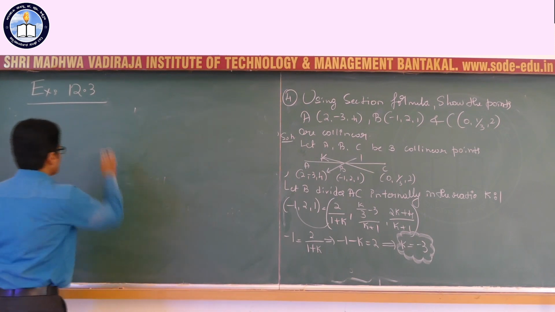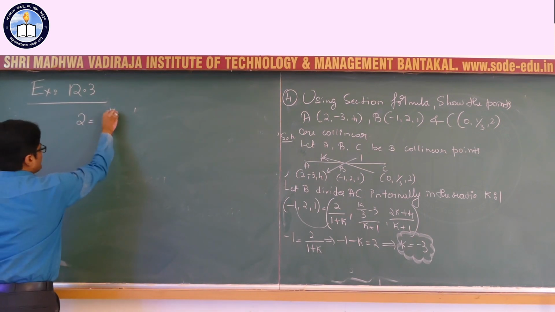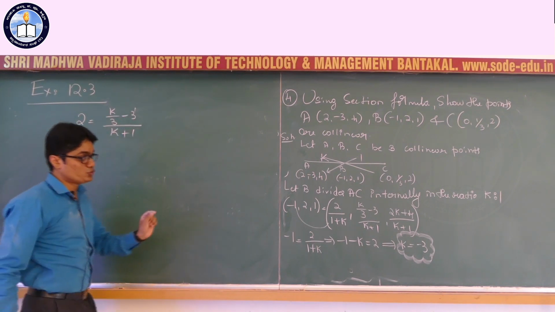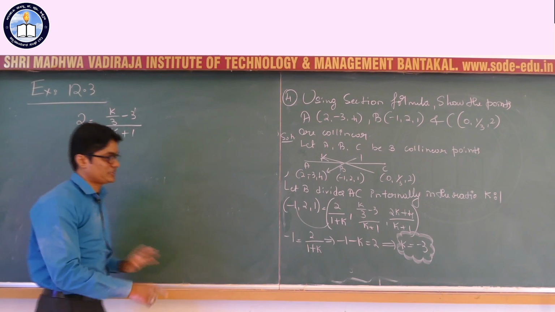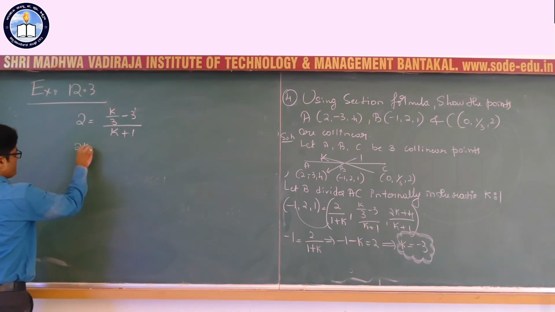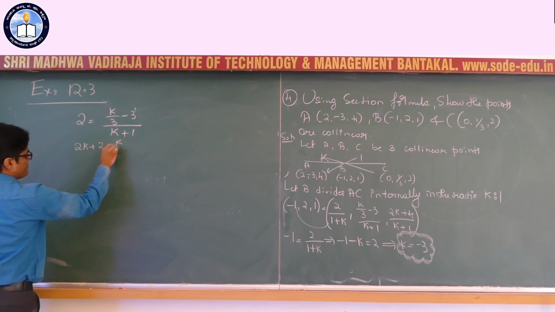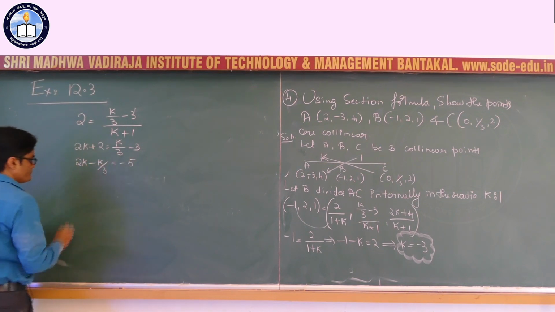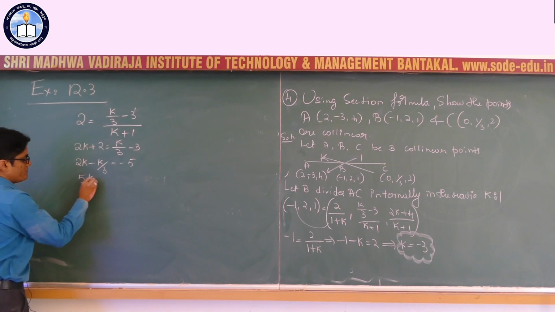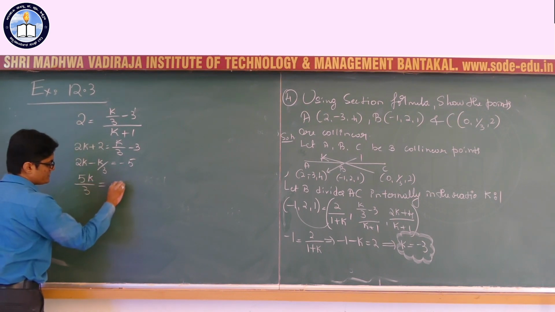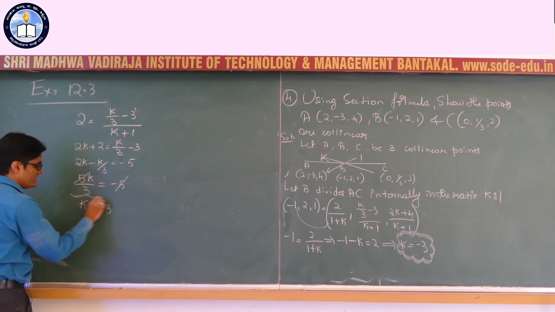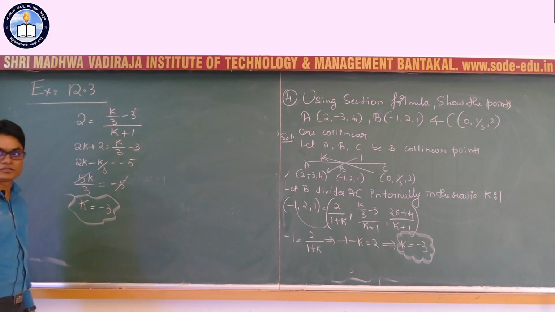Now, compare the other coordinate: 2 is equal to k by 3 minus 3 by k plus 1. What I told, you must get the same answer to say our conclusion is perfect. So, 2k plus 2 is equal to k by 3 minus 3. So, 2k minus k by 3 is equal to minus 5. So, 5k by 3 is equal to minus 5. Minus plus cancel. So, k is equal to minus 3. We got one more case with k equal to minus 3.